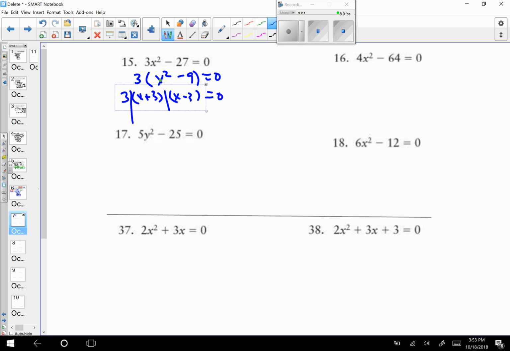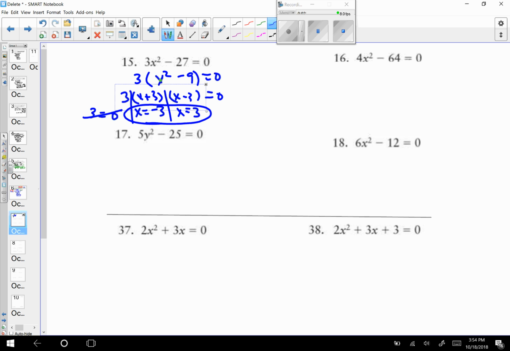So we have 3 different cases. I'm just going to do this for the first one. So we have 3 equals 0, which doesn't make sense. So we can get rid of that. We have x plus 3 is equal to 0. So x is equal to negative 3, and x minus 3 equals 0. So x is equal to positive 3. So your two answers here are going to be x equals negative 3 and positive 3.